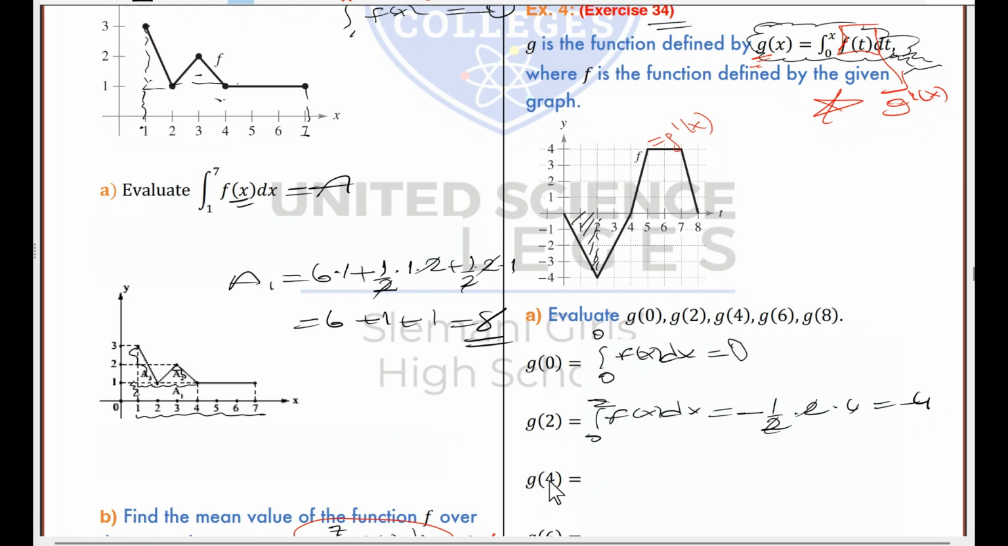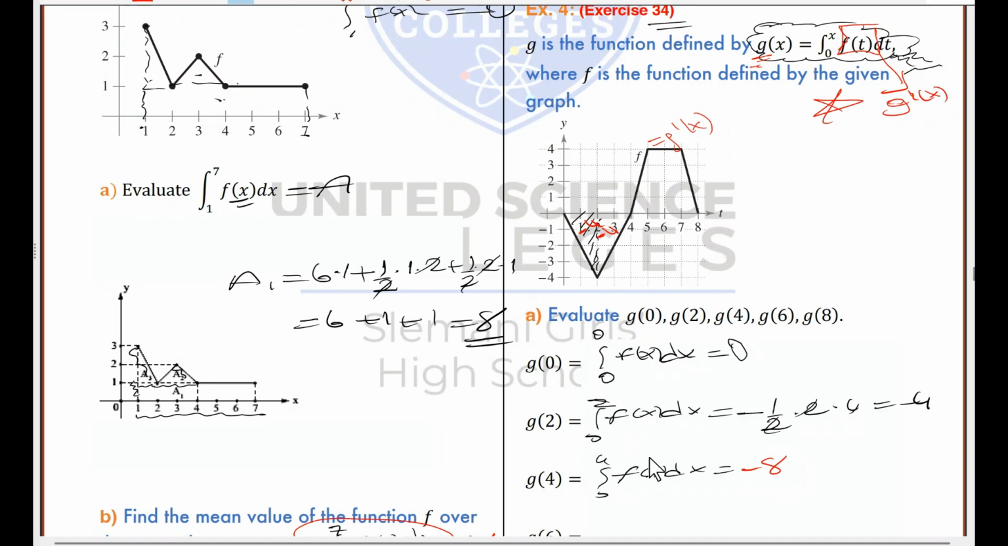Another one, g of 4. It's the integral from 0 to 4 of f of x dx. 0 to 4. So this area is the same as this one. If this one is negative 4, this is also negative 4, right? They are the same. So I can directly say negative 8 without solving because I already knew the previous one.